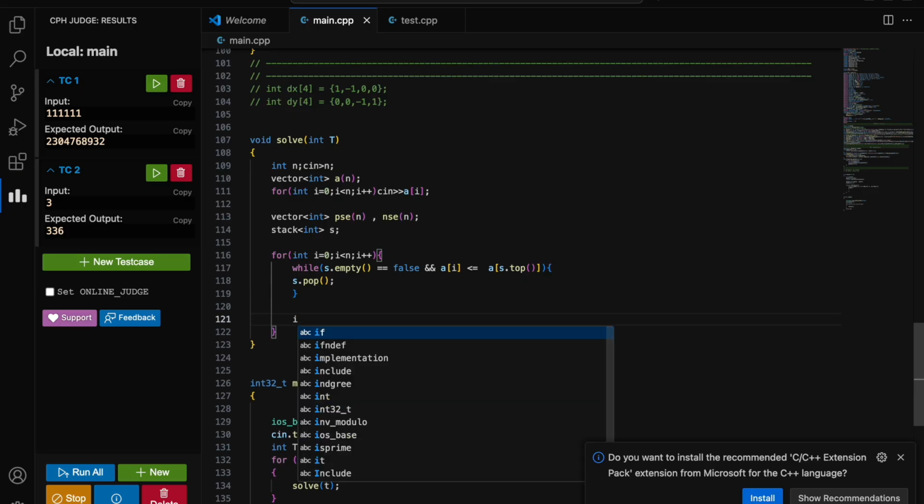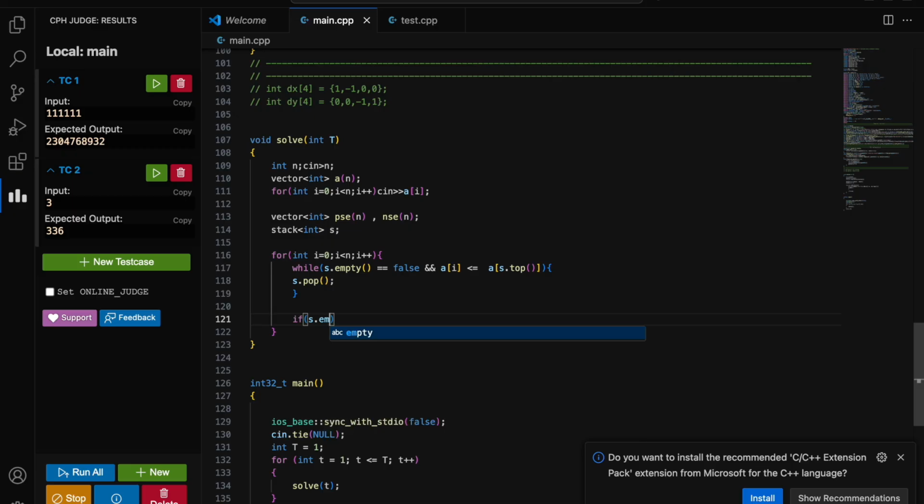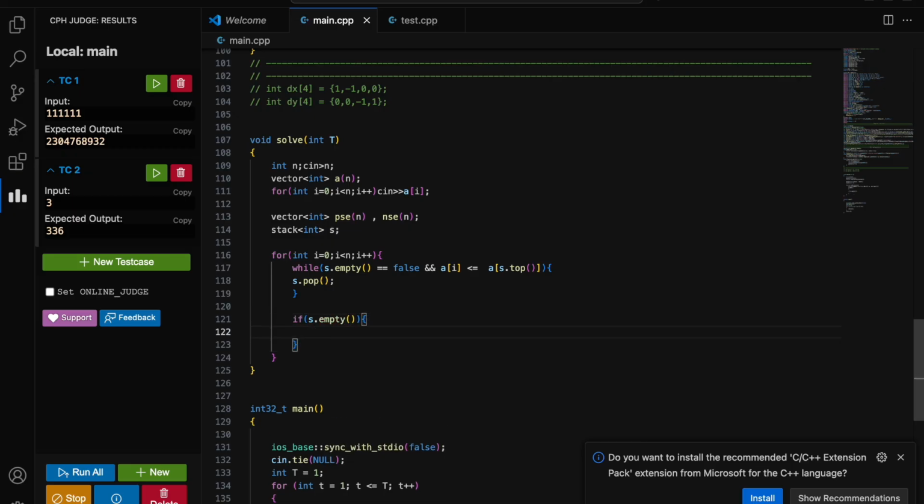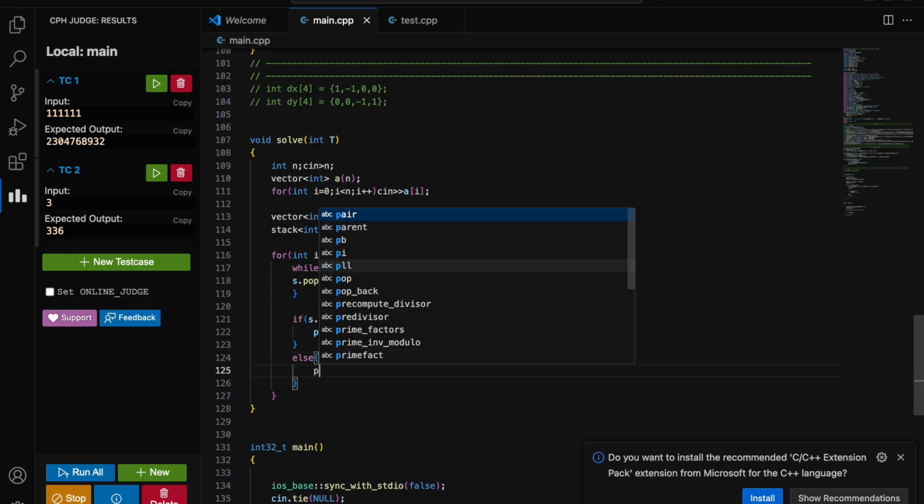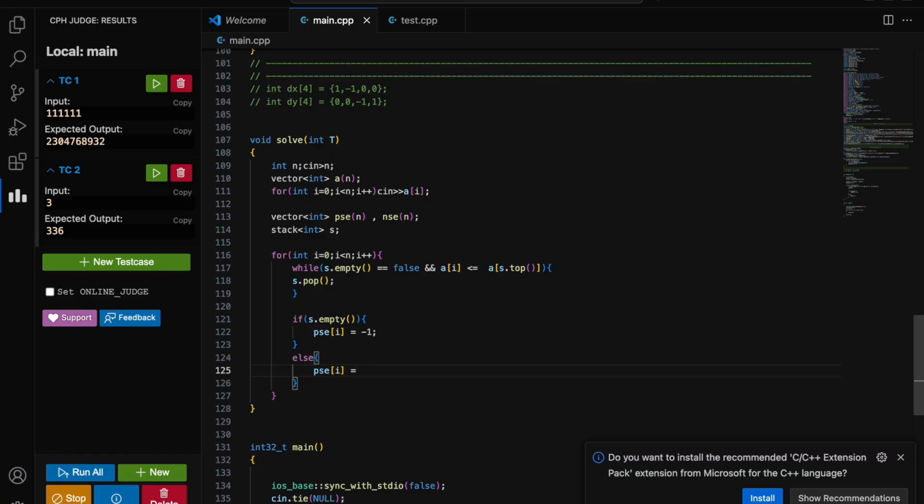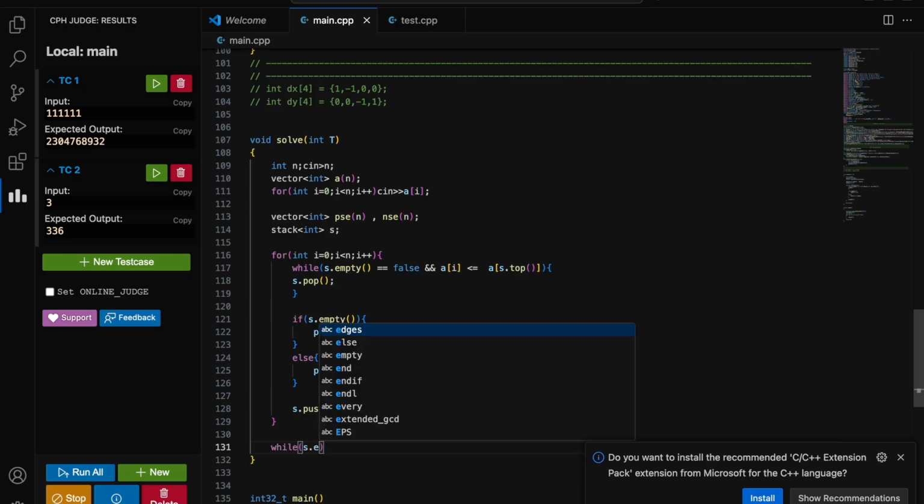After we have popped, we would check if our stack is empty. If it's empty, then PSE of i will be equal to -1. Else our PSE of i would be equal to s.top. And then we will push the latest element in the stack. So this would give me the PSE. Now we would be using the same stack, but we would empty it out for finding the NSE.